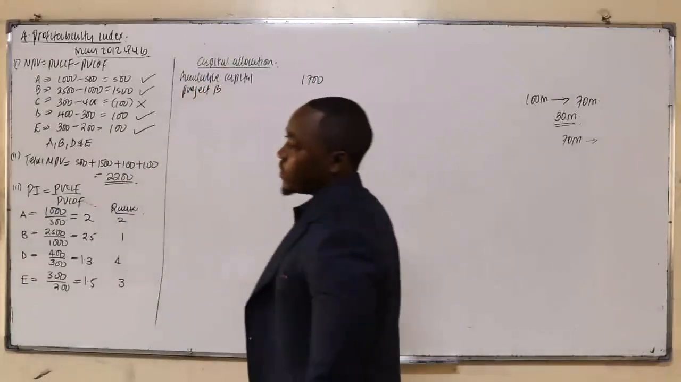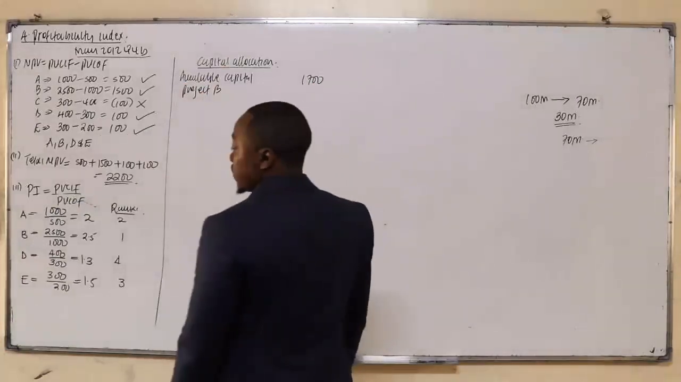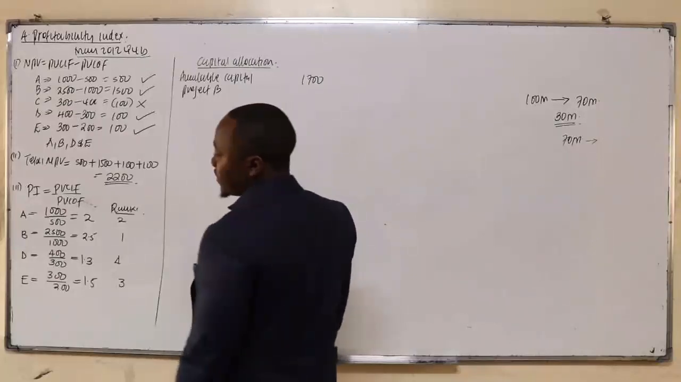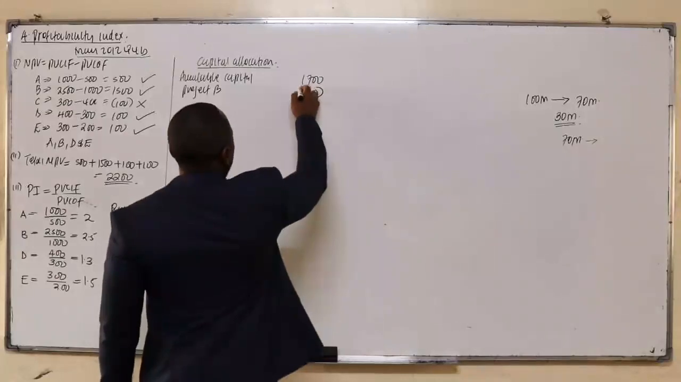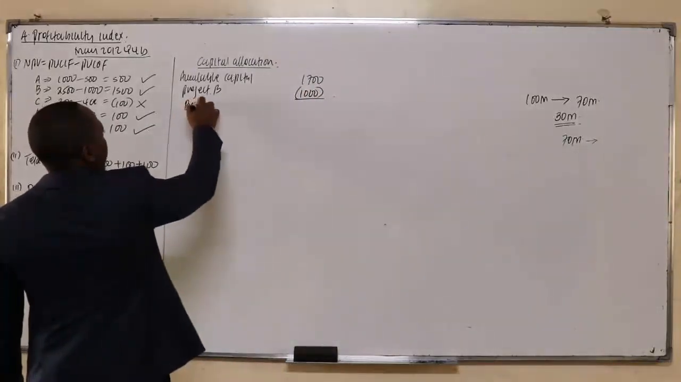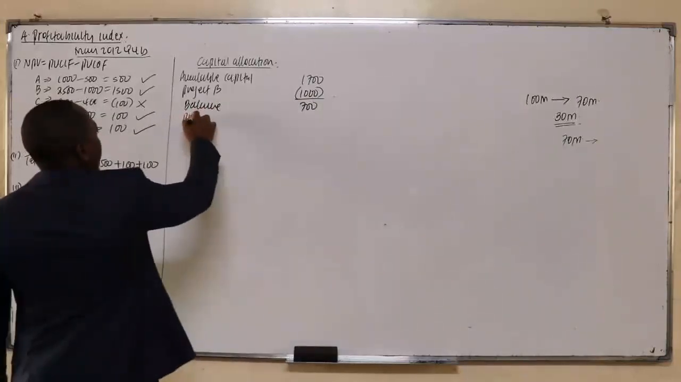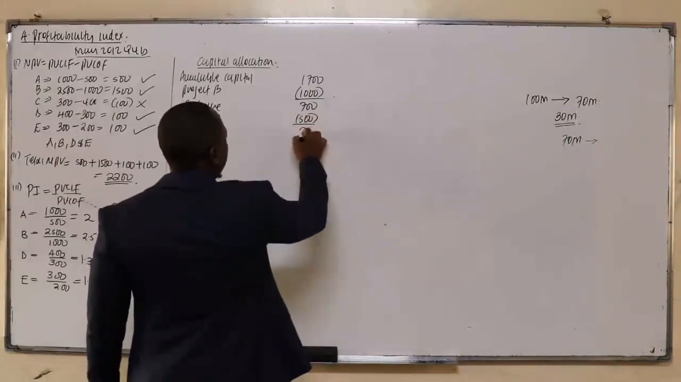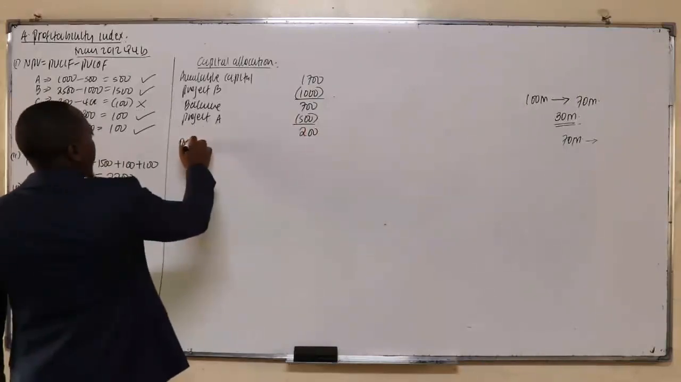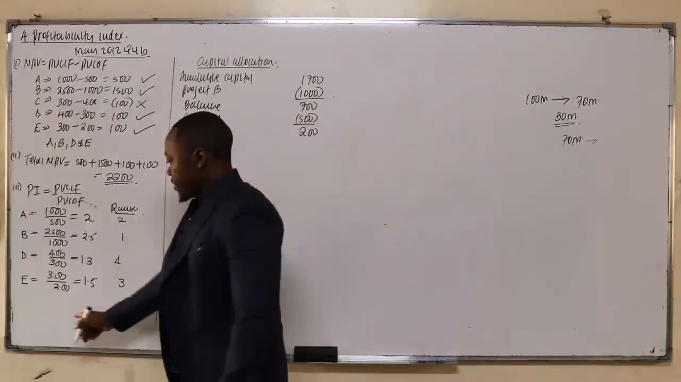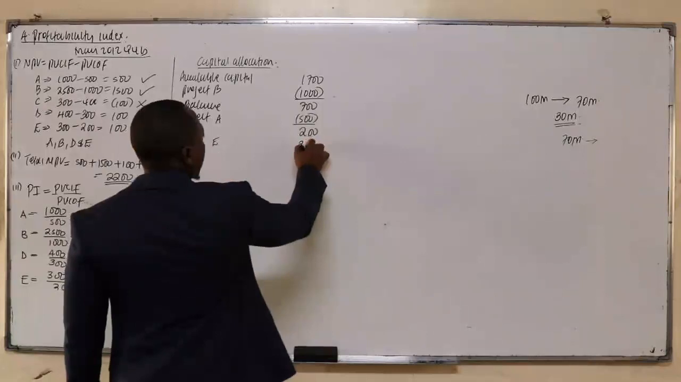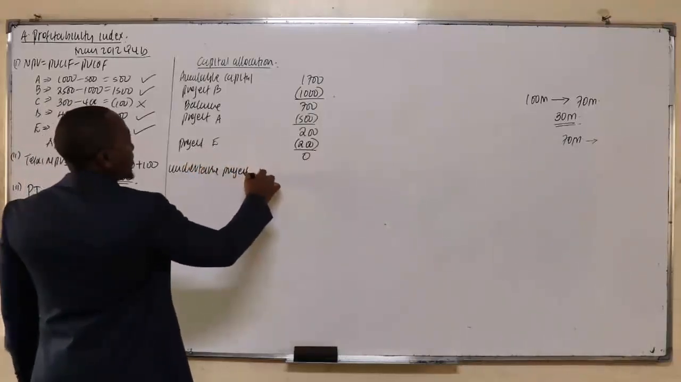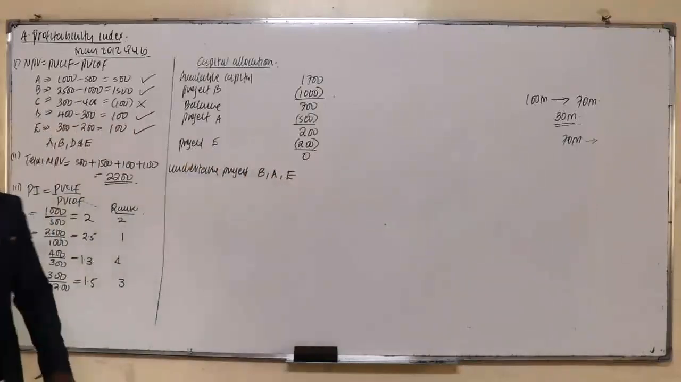Project B requires a capital of how much? So you minus 1,000. So the balance we have is 700. Then you take the project ranked number two, that's project A. Project A requires a capital of 500, so you have a balance of 200. And then we still have some cash. So you take the next project, number three, project E, which requires a capital of 200. Good. So therefore, you should undertake projects B, A, and E.